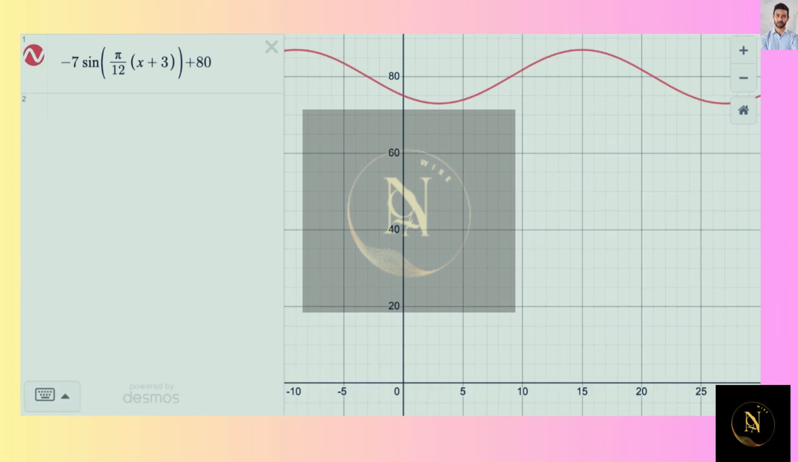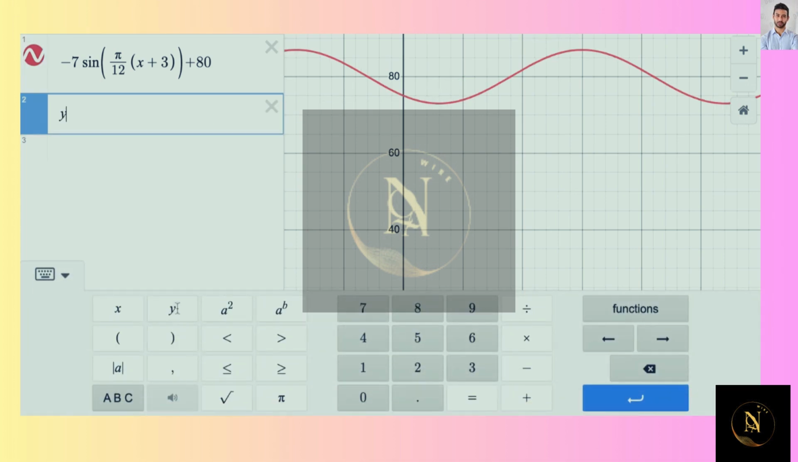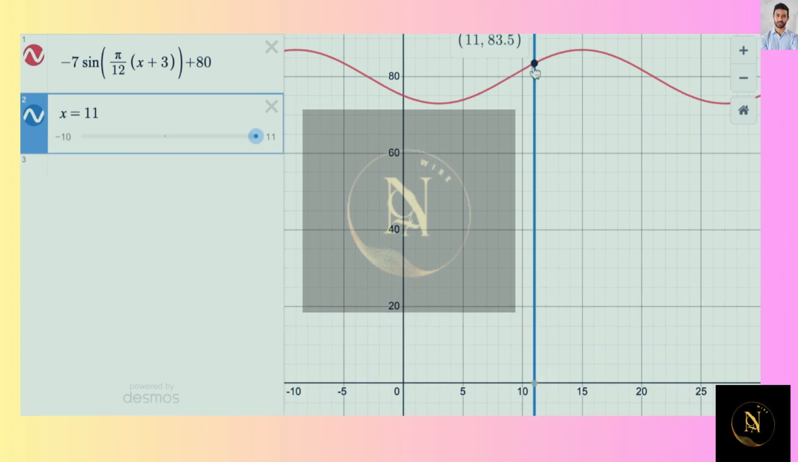All right, so we can see that the maximum occurs at 15, which corresponds to 3 p.m. The question is, what would it be at 11 a.m.? And so if we just graph x equals 11, because that would be 11 a.m., we can see to the nearest degree would be 84 degrees.